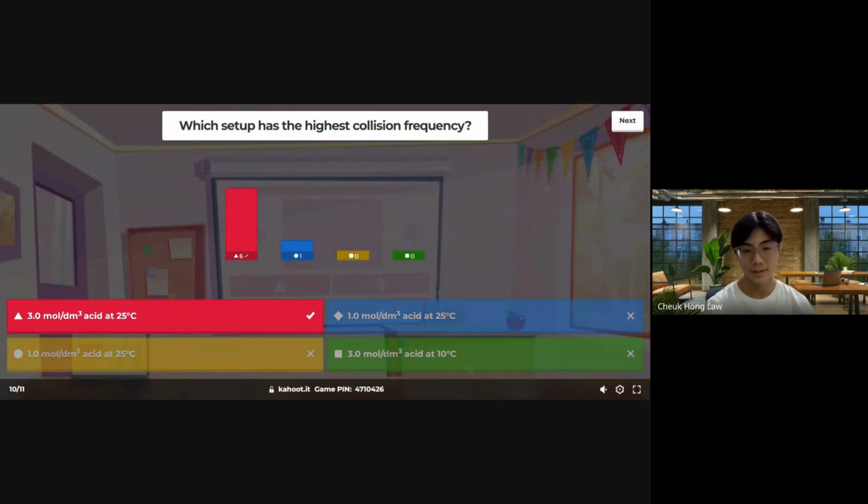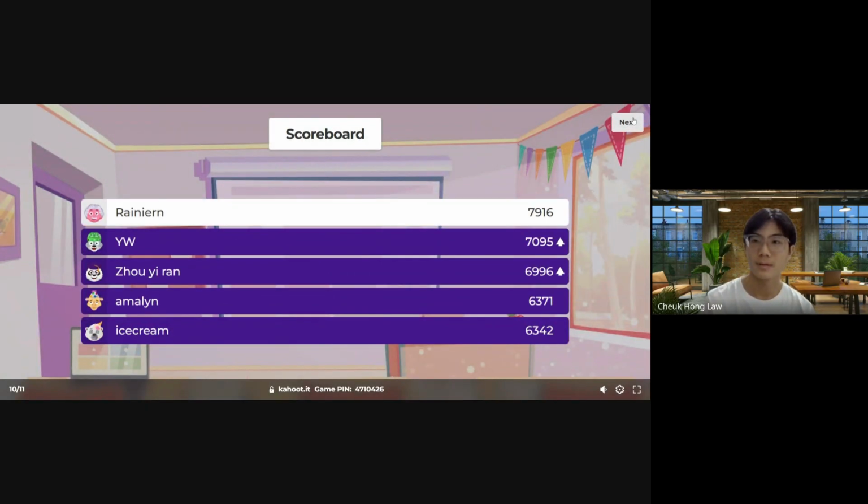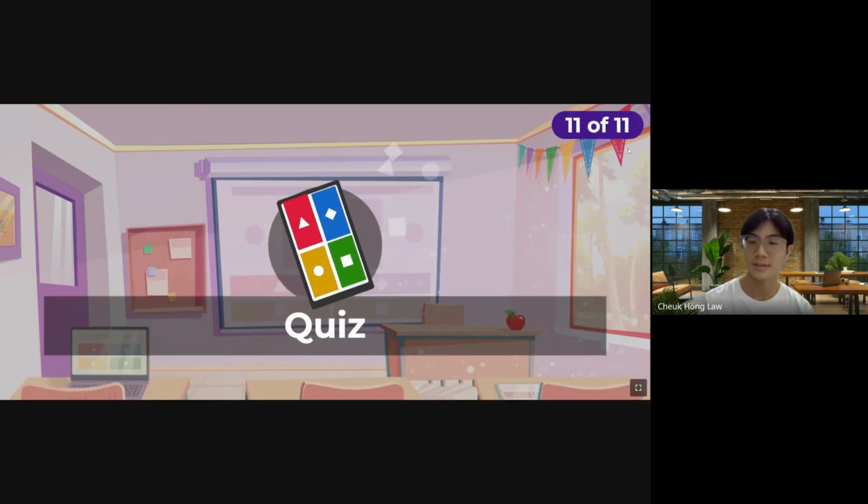Okay, so for this, there are two factors that affect rate of reaction. One is your concentration, mole per dm cube. The other one is your temperature. So highest collision frequency will be highest temperature and highest concentration. And that will be the rate. Okay, 3 mole per dm cube and 25 degrees Celsius. Okay, nice.